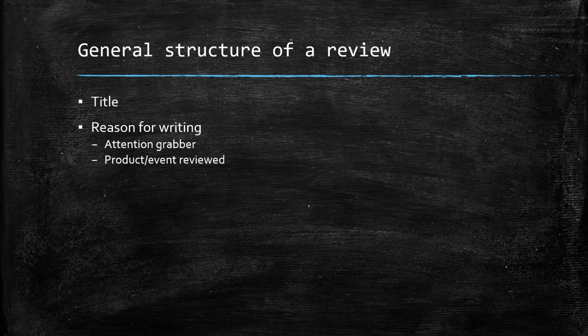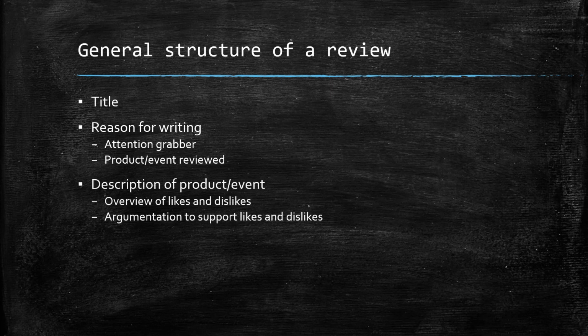Then, you'll explain what you're actually reviewing. After that, you usually have a separate paragraph which describes the product or event. So you will give an overview of what you like and dislike about it, and also you will use argumentation to support your likes and dislikes. Try to keep in mind that you need to have a balance between content and your opinion. Describe and then evaluate. Finally, you end with a recommendation.